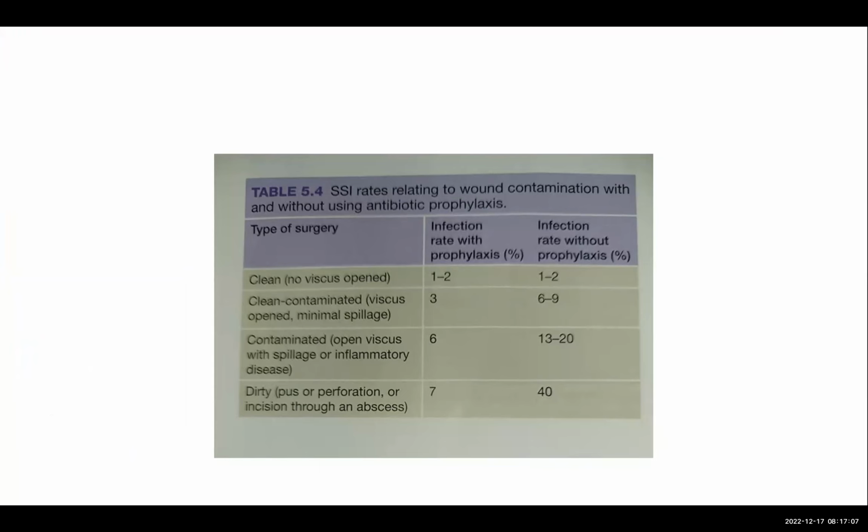And in contaminated wound, in which viscus is open and there is spillage or inflammatory disease, there is 6% chance with prophylaxis and 13 to 20% chance without prophylaxis. In dirty wound, such as pus or perforation or incision through an abscess, the chance of infection without prophylaxis is quite high, 40%, and with prophylaxis it reduces to 7%.